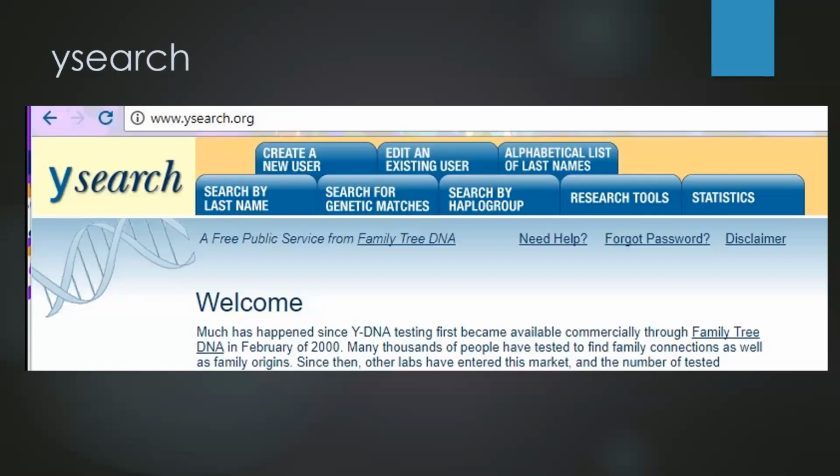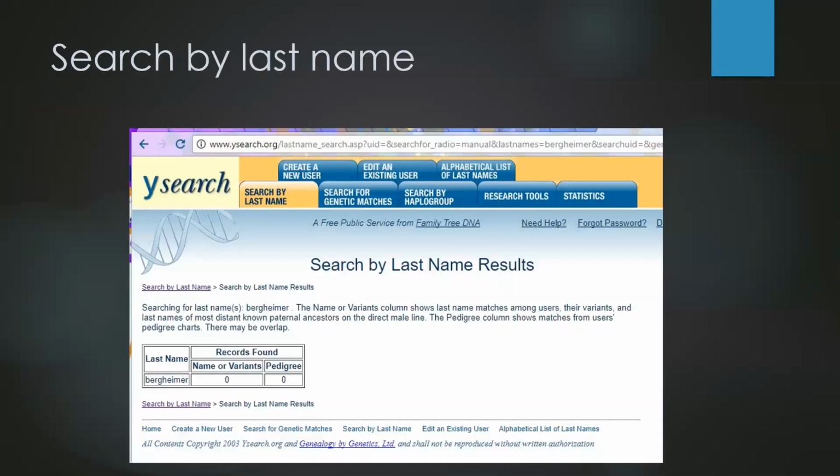Y-Search is another place where you can use your results, and you can search by last name, you can search by matches and haplogroups. There are tools there that you can use. I tried to search for Bergheimer, and you can see here there's no records found, no pedigree, but I could upload some things here and make my husband available to be searched, and maybe there would eventually be something that results from that. I do check it every once in a while just to see if someone's in there. But I know in the US, my husband has only one first cousin, two nephews, and one son. So it's a small subset of men. And if they've tested, I probably would have sent them the test.